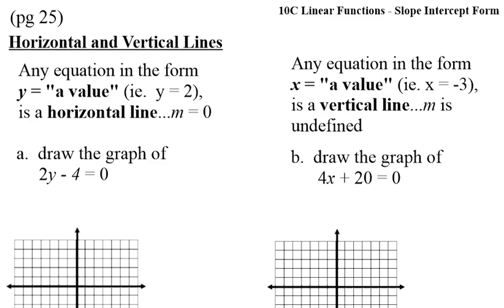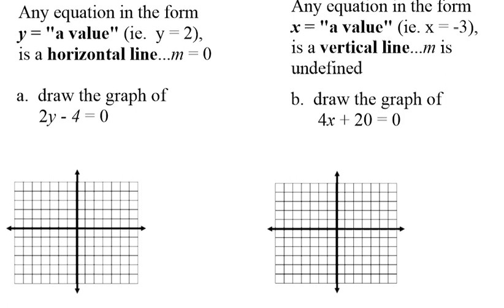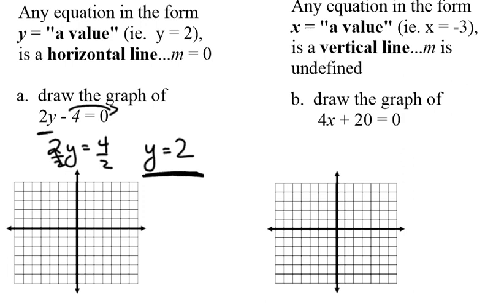So if we look at the next page, 25 at the top of the page, using that same information. We want to draw the graph of 2y minus 4 equals 0. Well, we need to isolate the y. Move the 4 over. 2y equals 4. Divide by 2. Y equals 2. What does that tell us? Y equals 2 is a horizontal line. We want to be 2 up, positive, on the y-axis. Y-axis, 2 up, there's our line. Boom.